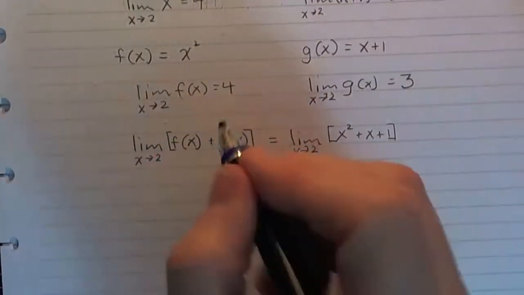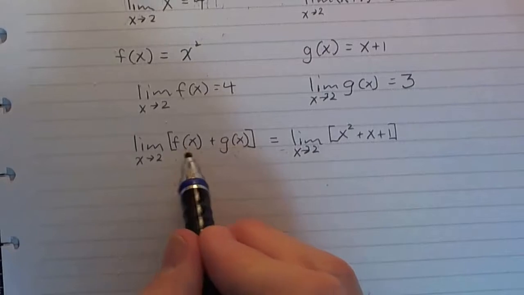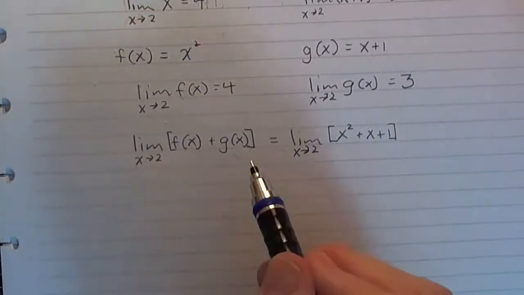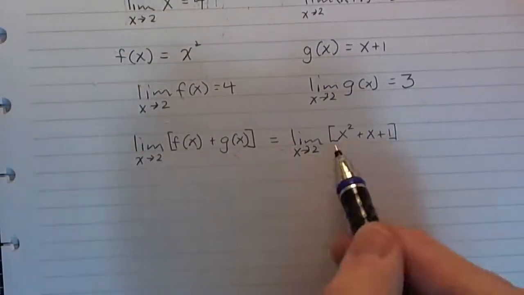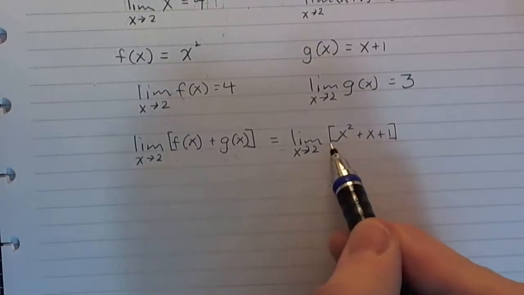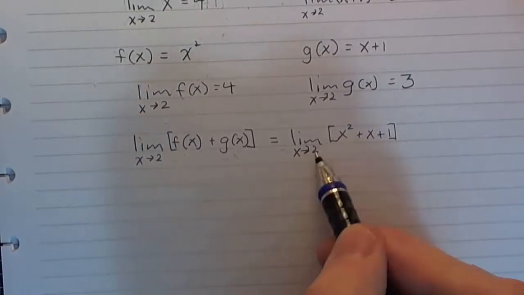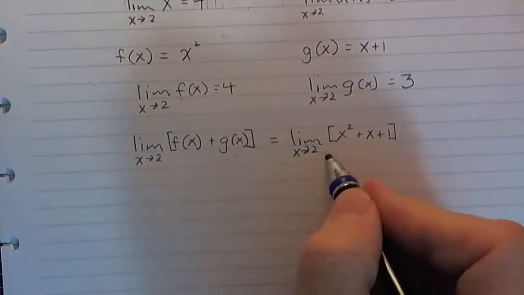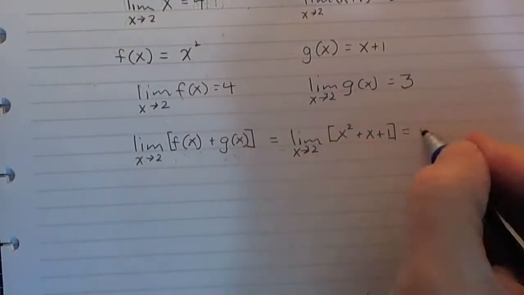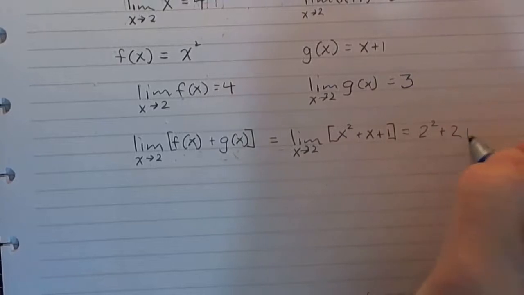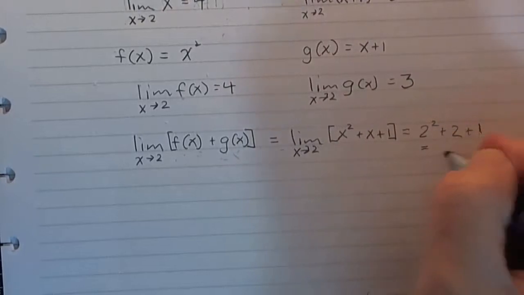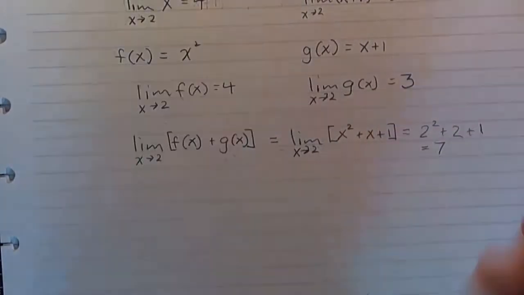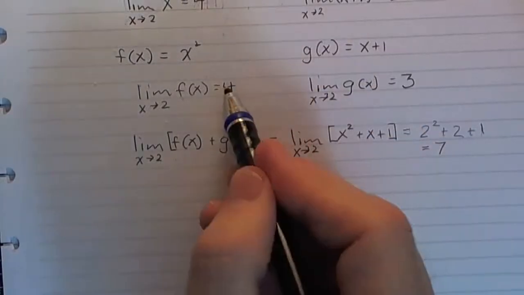Well, notice that f and g are both just polynomials. When you put them together, you still have a polynomial. In a situation like this, you can just plug in the x value. So this would be 2 squared plus 2 plus 1. And this is going to be 4 plus 2, that's 6, 7. So you get a limit of 7, and notice that's 4 plus 3.